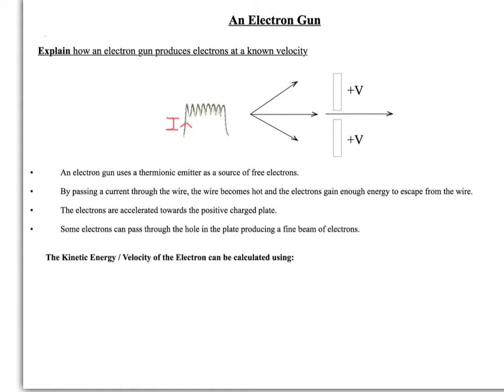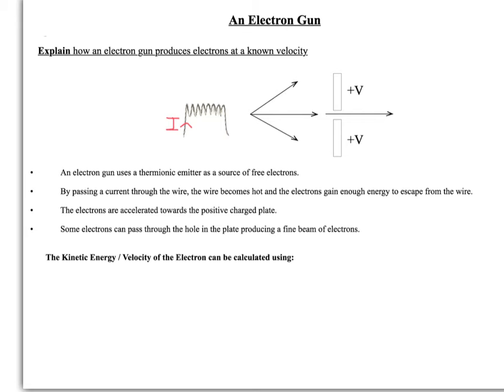And they'll escape in all different directions all over the shop, which is where this plate system over here comes in. So by charging this positively, the electrons get attracted across this way from the filament. And by having this teeny tiny gap in the middle, only some of the electrons manage to make it through, producing a fine beam of electrons. And it's worth noting at this point, one of the assumptions that you're making is, first of all, they start with zero kinetic energy here, and later on that once they're past this plate, this has no effect on the kinetic energy or the velocity of the electrons. Just a couple of assumptions to be aware of.